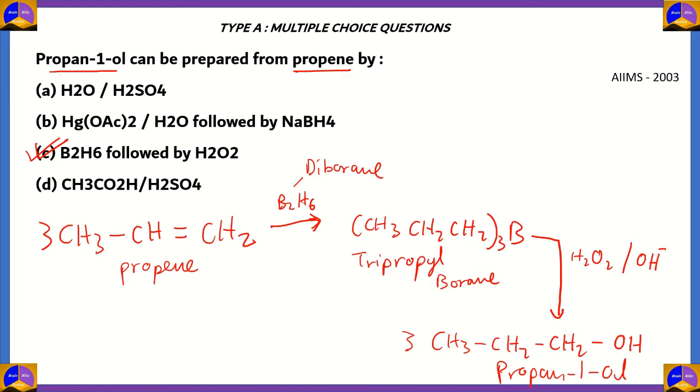So for this question, the right answer is option C, B2H6 followed by H2O2. All the other reagents, when you use them, you get different products, and we will not get propan-1-ol from propene. Some of these reagents may not even react with propene to get any sort of product. And that's why option C is the correct option.